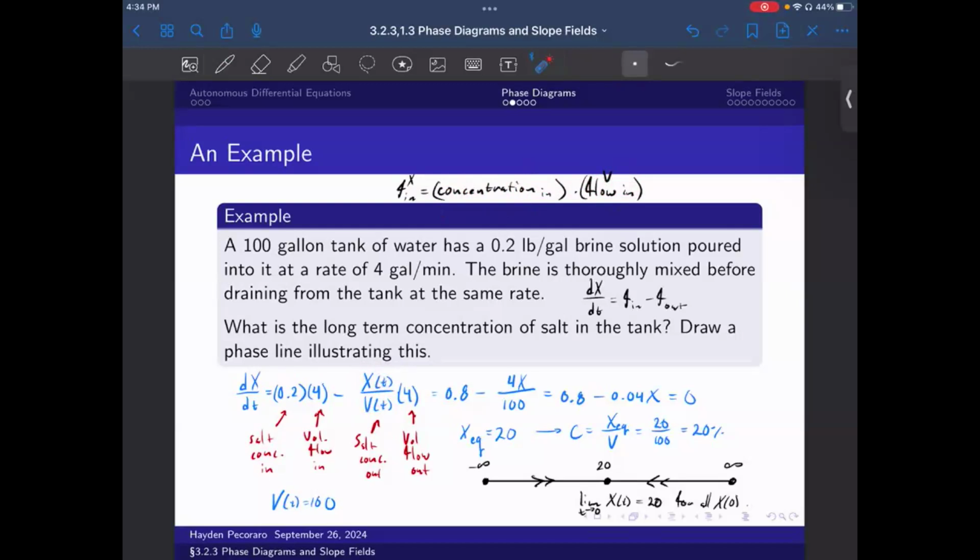Okay. Any other questions about this example? Okay. Feel free to type in the chat if you have questions. I'll try to check it periodically.